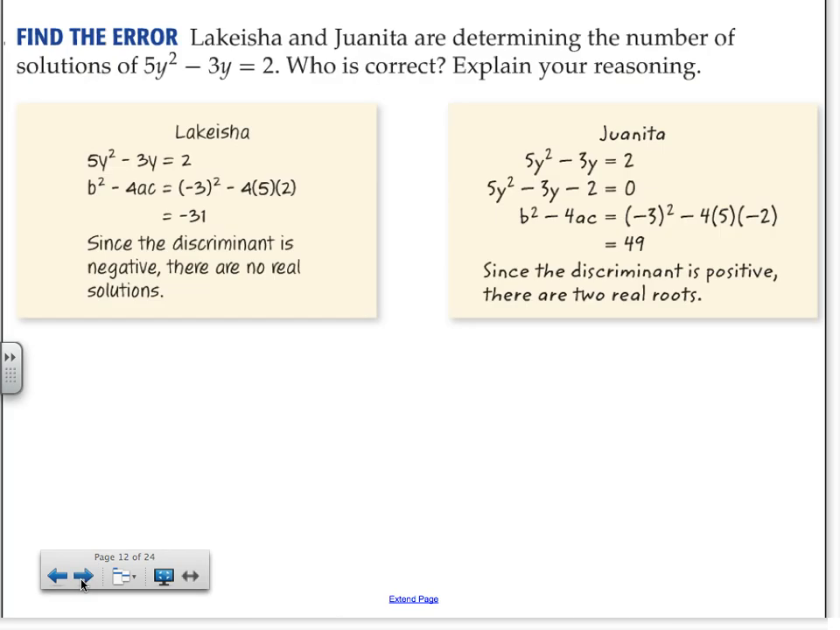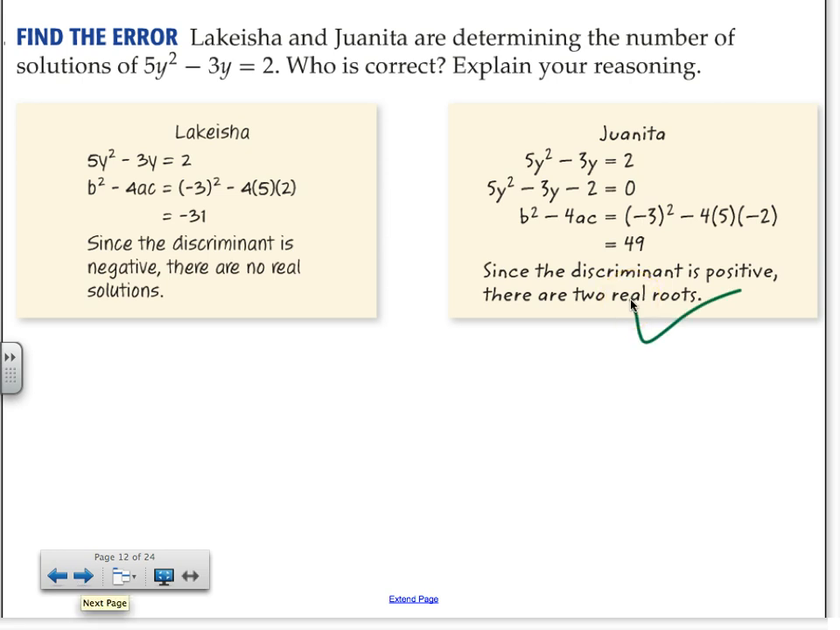Check this one out. Who's correct, Lakeisha or Juanita? Check carefully. Why? Because Lakeisha forgot to move the 2 over. Juanita did. She ordered it. Very good. Alright, so it's all good.